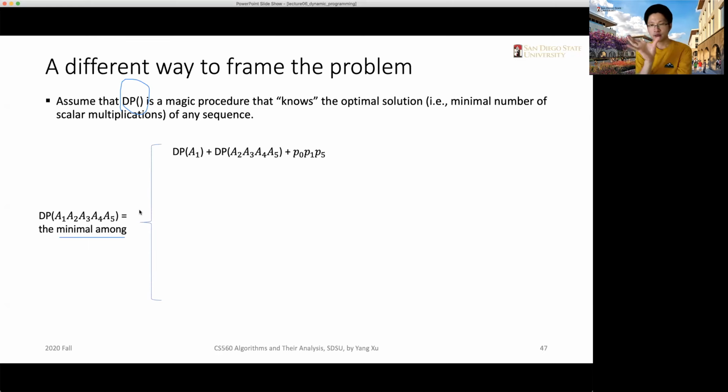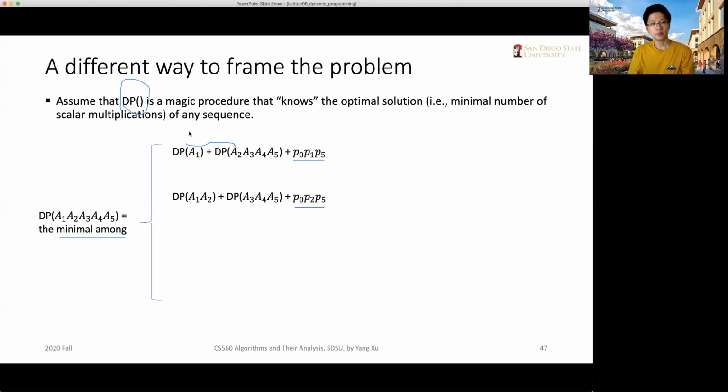The first way is parenthesize A1 and then parenthesize A2 to A5, plus the cost of multiplying the two results, which is P0 times P1 times P5. The second choice is multiplying A1 and A2, and the right part is A3 to A5, and then the cost of multiplying the two results, which is P0 times P2 times P5.